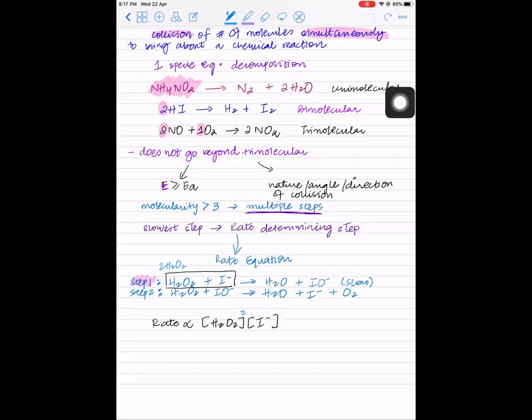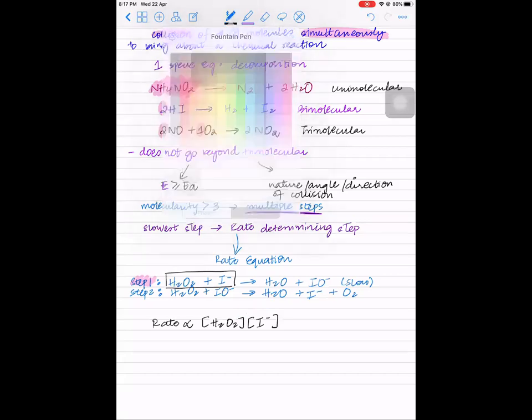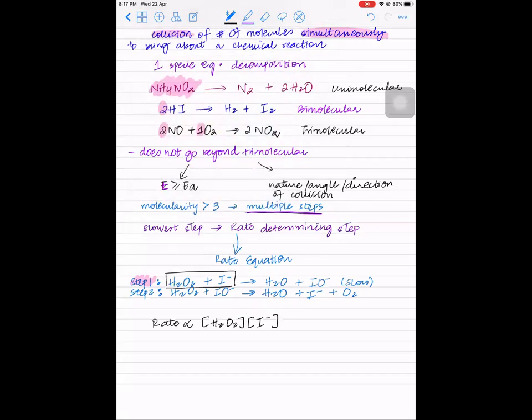Order kya hota hai? Order is basically to what power that reactant's concentration is raised in the rate equation, and that corresponds to the stoichiometric coefficient in the rate determining step, or the slow step, right? You never figure out the rate equation from the overall reaction. It is always from the slow step. This becomes your rate determining step, and this will determine the rate equation.